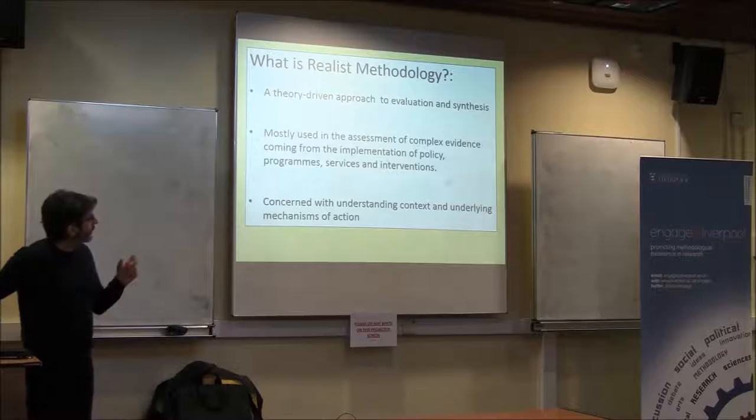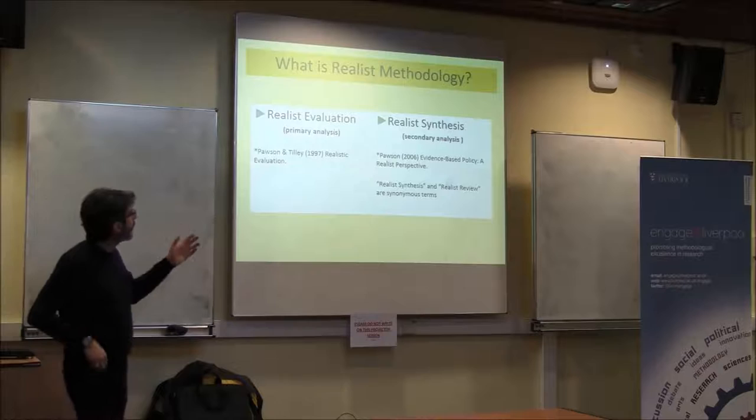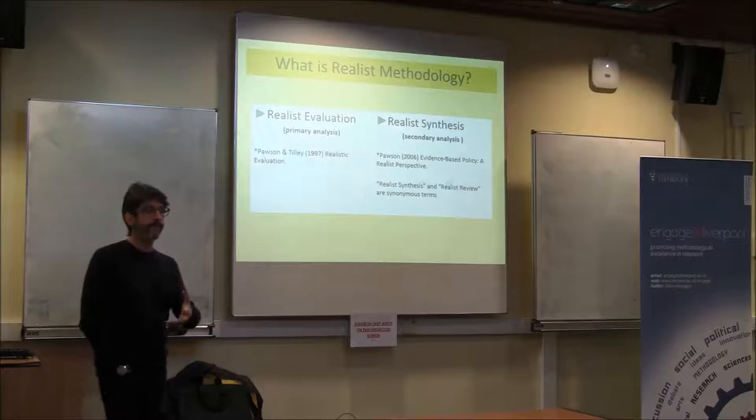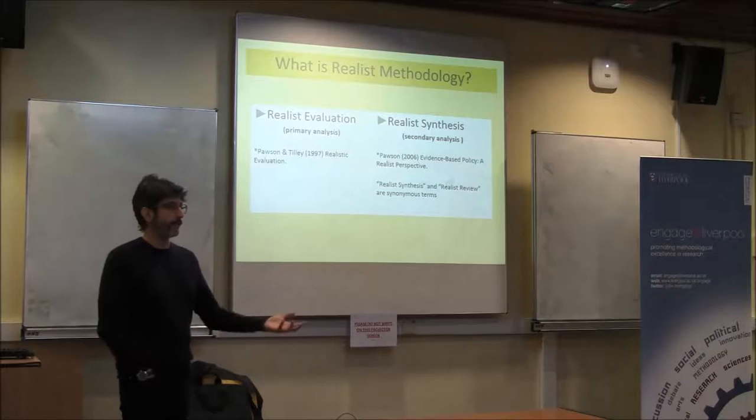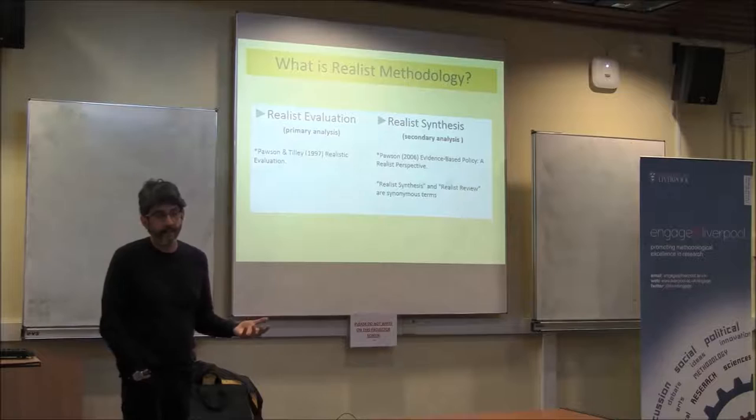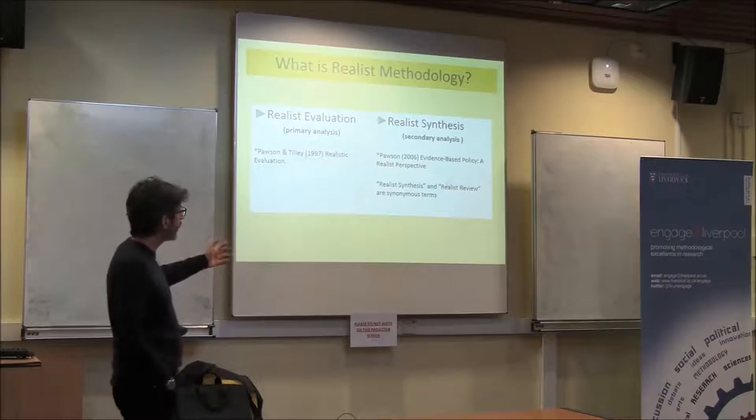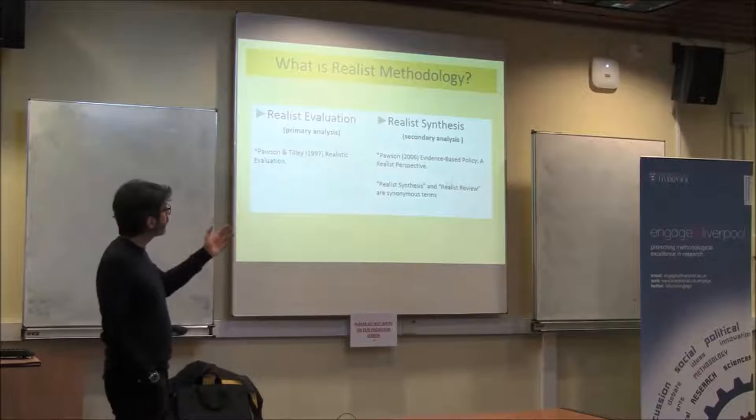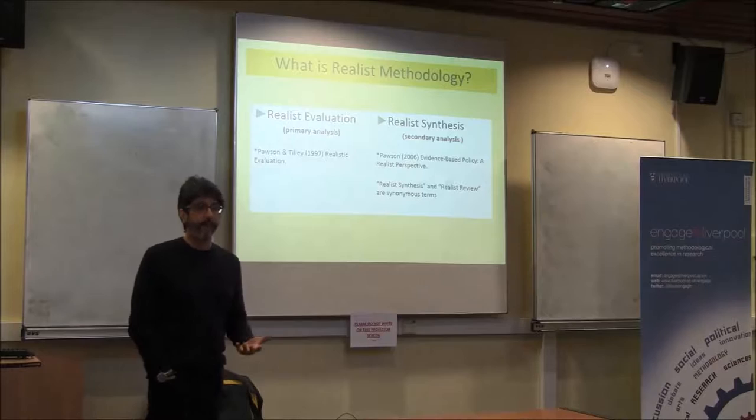So just to clarify, realist evaluation is for primary analysis. Realist evaluation is when you have a project on the ground and you go in and you do primary data collection. You could do qualitative interviews, focus groups, observational fieldwork, even surveys, a mixed methods approach that's in line with the realist approach. But it's primary analysis. And realist synthesis is secondary analysis, so that's the literature-based approach. That's looking at the published literature. You could also look at gray literature.